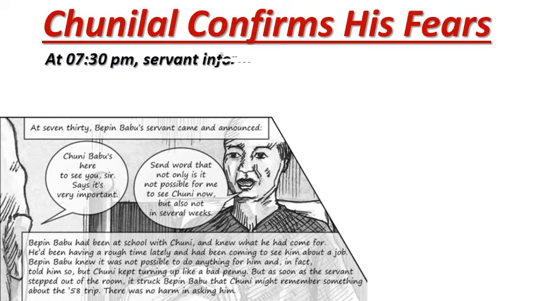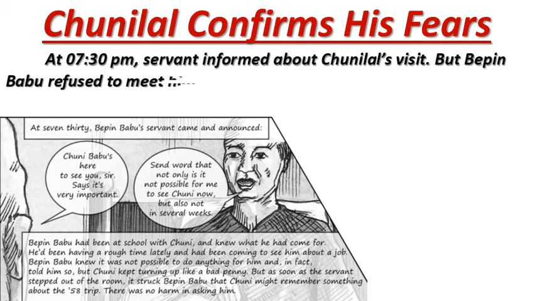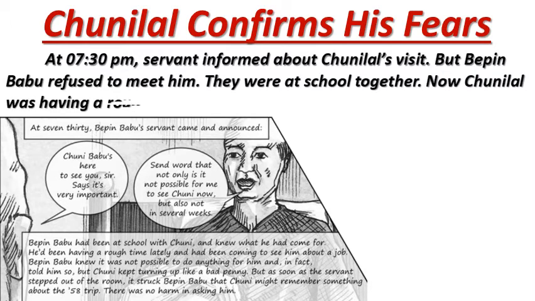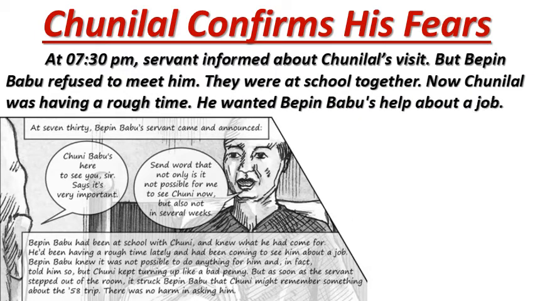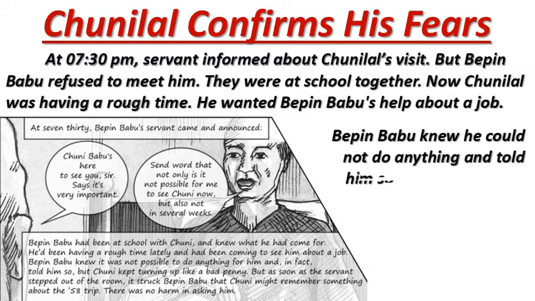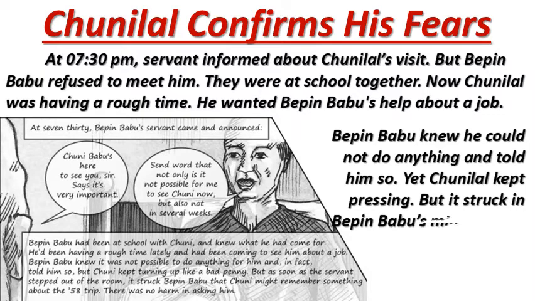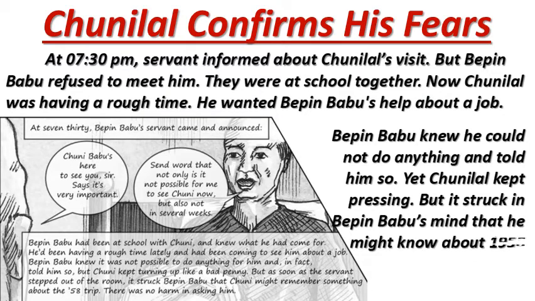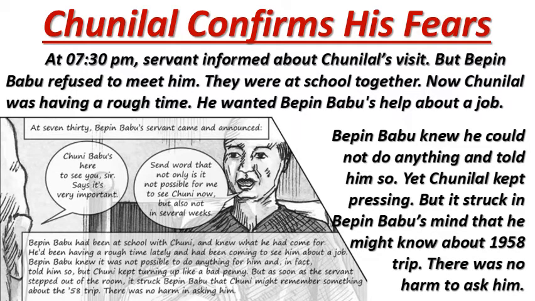At 7:30 p.m., the servant informed him about Chunnilal's visit. Bipin Babu refused to meet him. They were at school together. Now Chunnilal was having a rough time. He wanted Bipin Babu's help about a job. Bipin Babu knew he could not do anything and told him so. Yet Chunnilal kept pressing. But it struck Bipin Babu's mind that he might know about the 1958 trip. There was no harm in asking him.